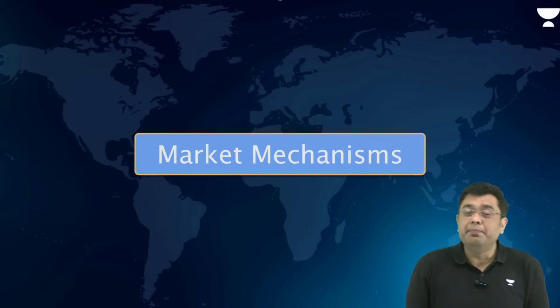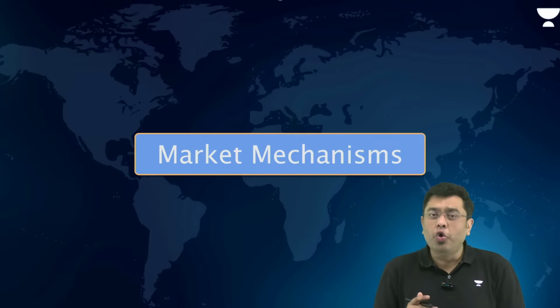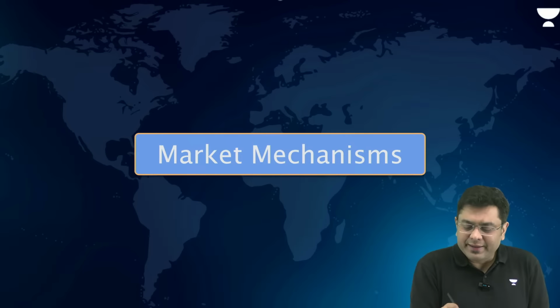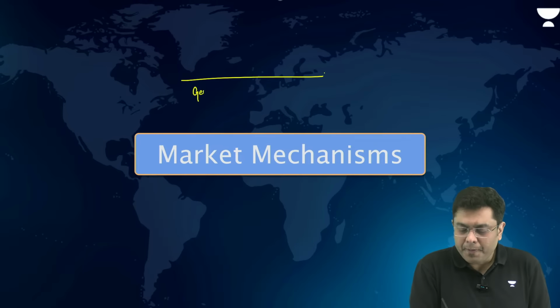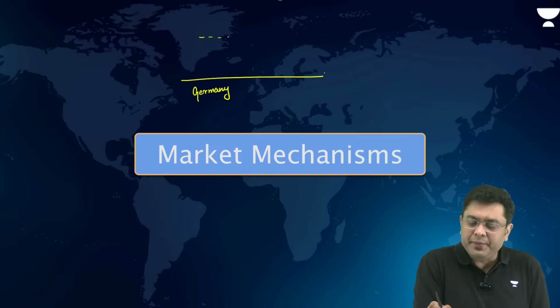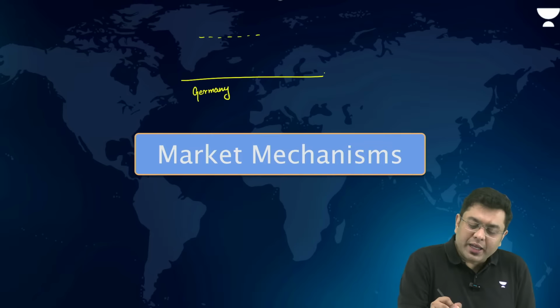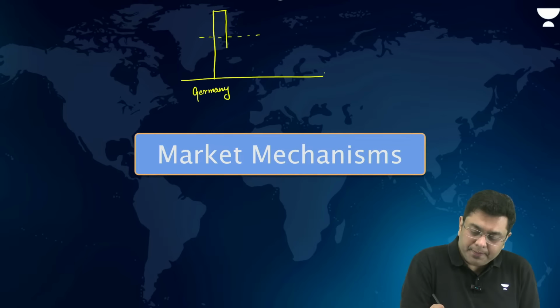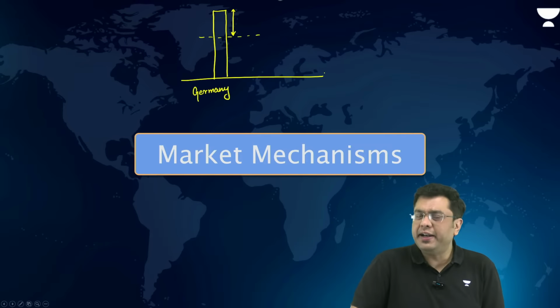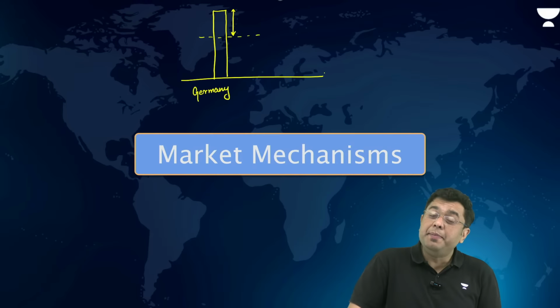Now, what were the market mechanisms and what was the role of the market mechanism? So basically, imagine, let's suppose you consider a country like Germany. Let's suppose Germany has got this much as its emission target. Now, Germany exceeds the emission target substantially. It has emitted this much higher amount of greenhouse gas or carbon dioxide equivalent. Now, how will it make up for it?